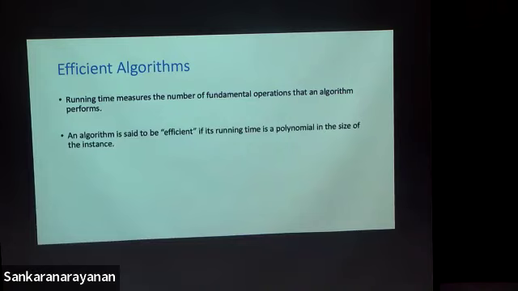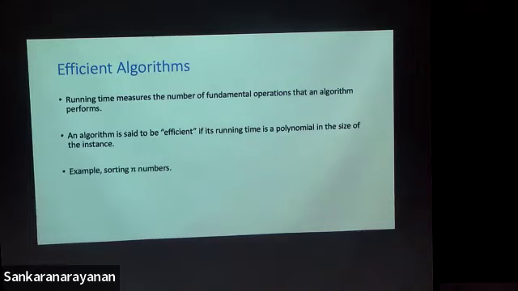Okay? And we say an algorithm is efficient if its running time is polynomial in the size of the instance. Right? So what do we mean by size of the instance? It refers to the number of bits that are needed to store your input instance. So again, if you want to add two numbers, you're going to write them down in binary, so the size of the instance would be the number of bits needed to write down these two numbers.